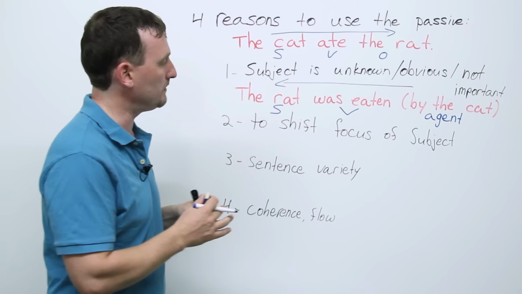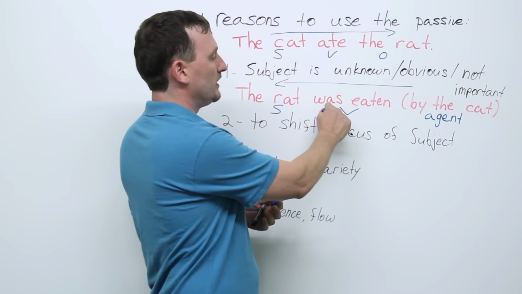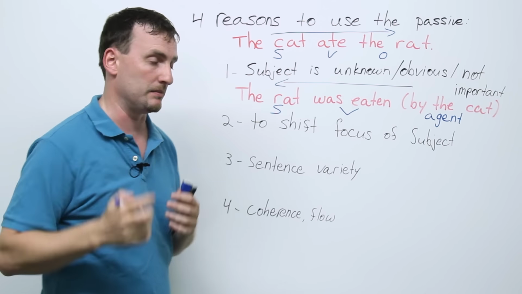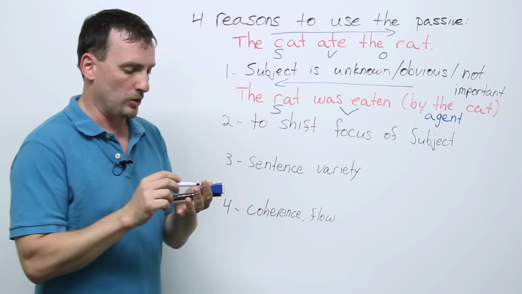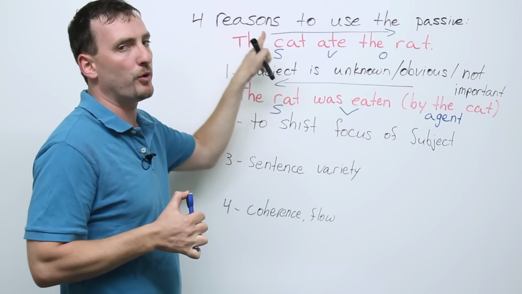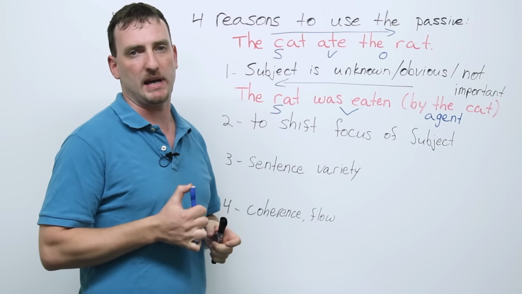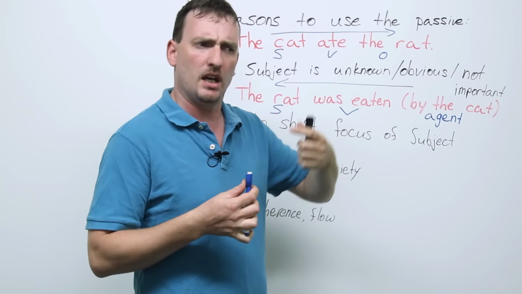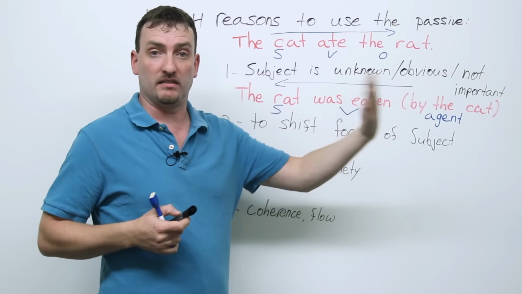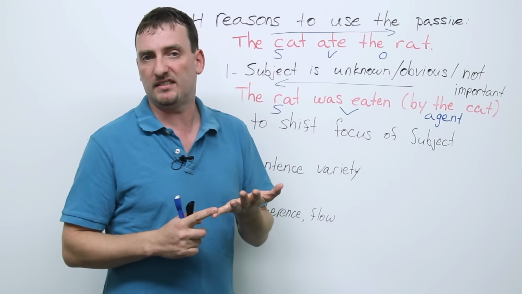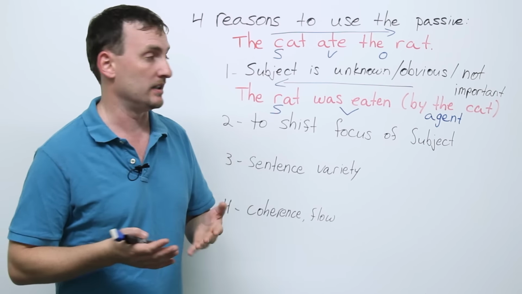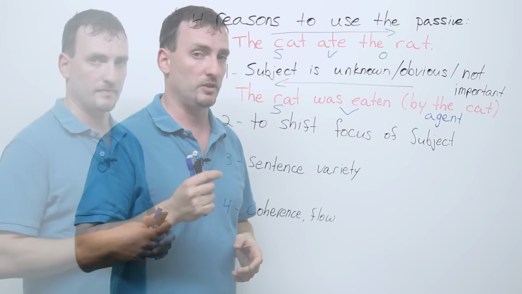Very easy, no problem. How do we create the passive? Be verb plus the past participle. Verb 3, some of you call it. Okay, no problem. Now, what we have to concentrate on is the 4 reasons we use the passive. Students always ask me, I know how to use the passive, but why am I using the passive? I can communicate easily, I can speak easily, I can write easily, and never use the passive. Of course you can. But there are reasons to use it.